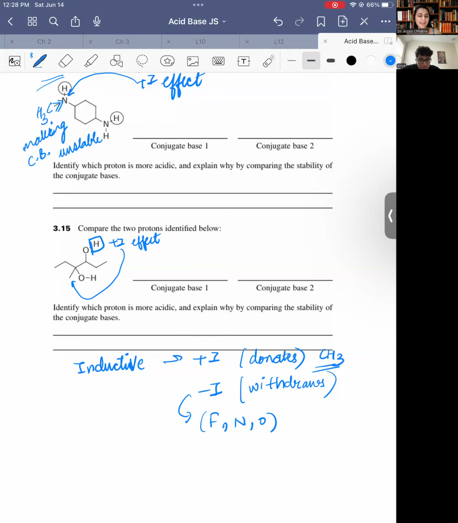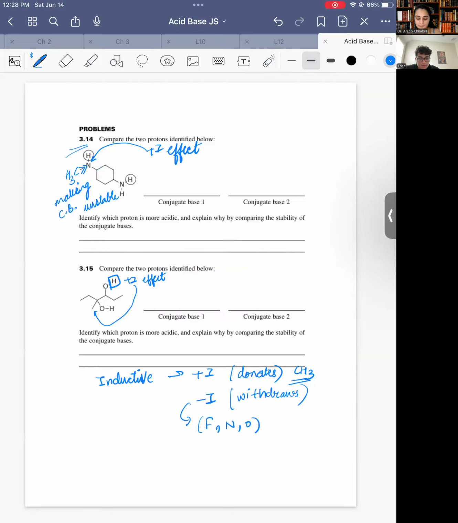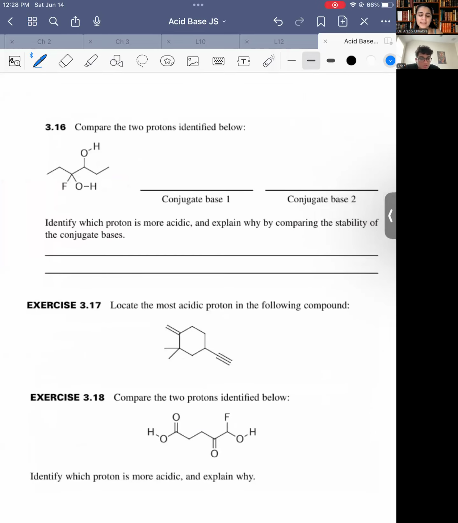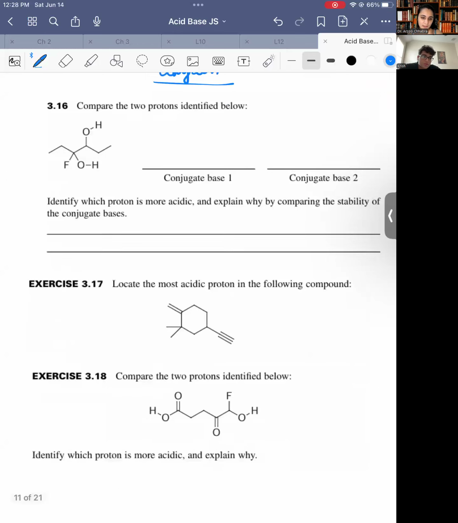If you're interested. I think you only need that in college. You don't really need it right now. But sure, check it out, Clayton. It's a really good textbook for organic chemistry.